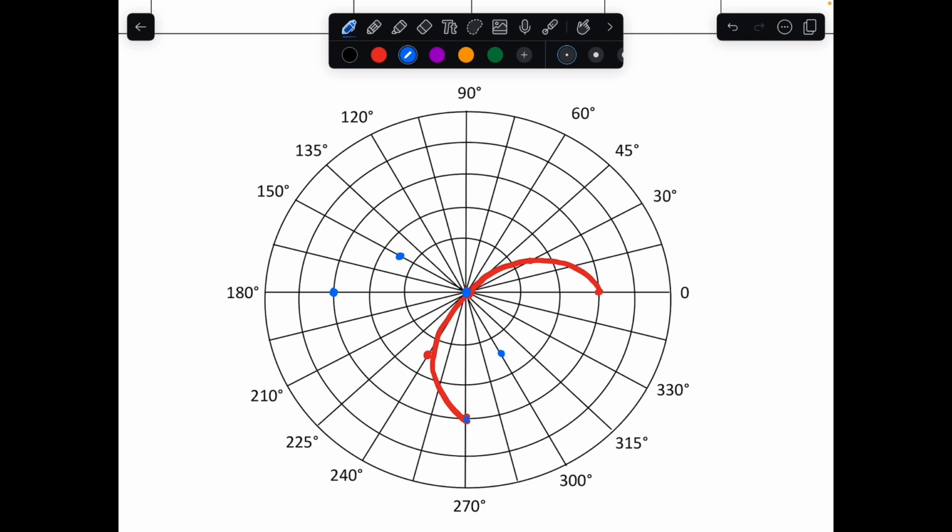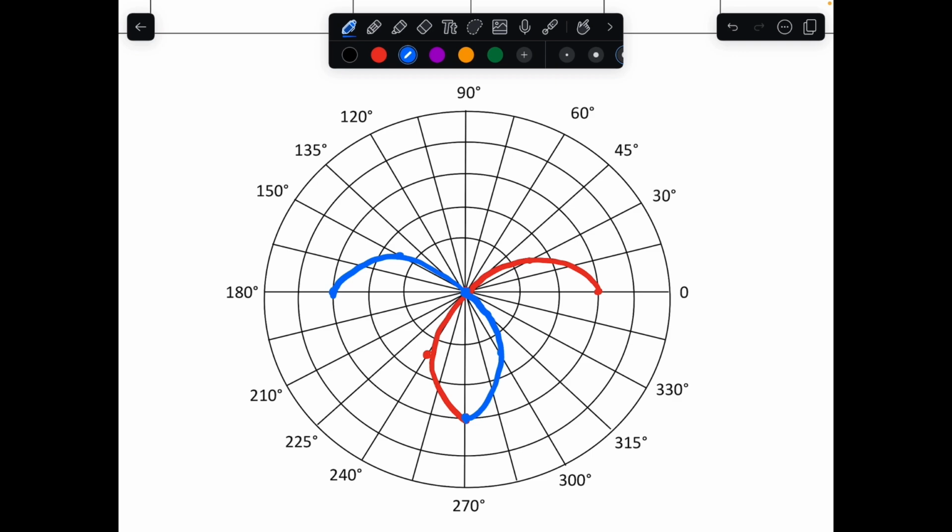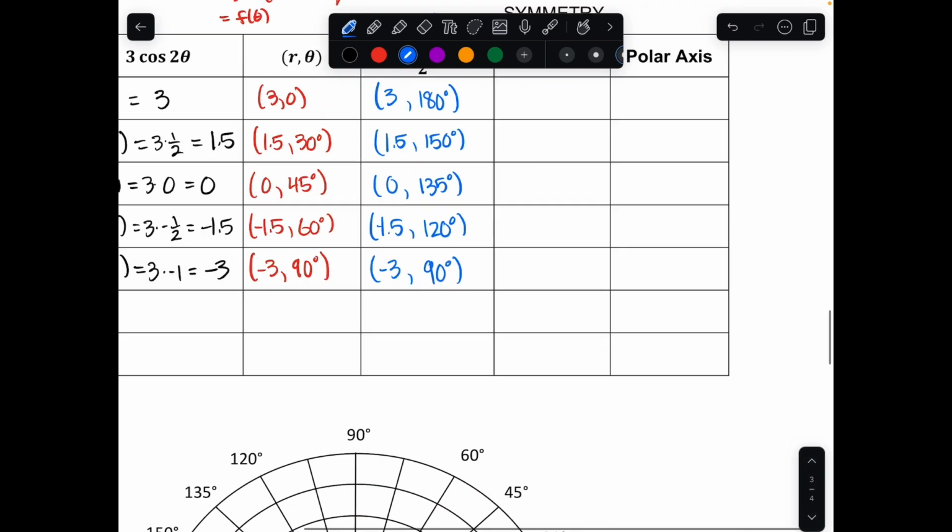So we'll be right over here. Connecting all this, we're going to have... and so now we've got that symmetry dealt with. So now let's go back to our other symmetries.